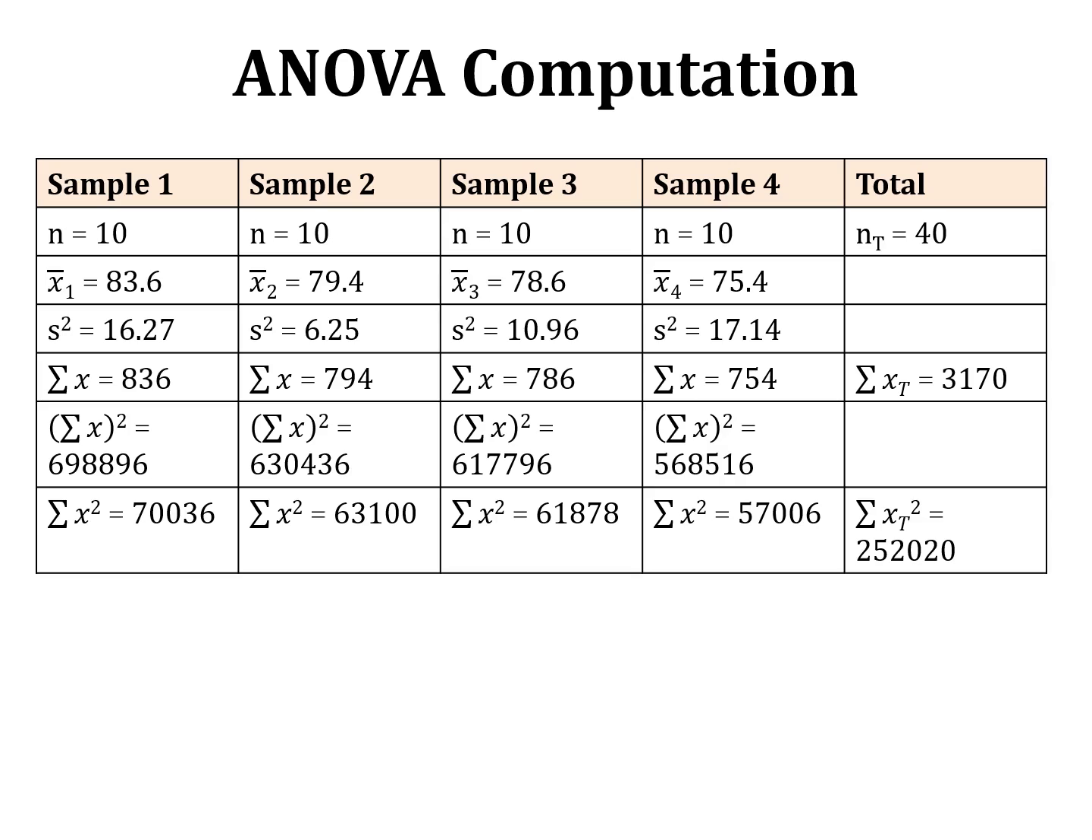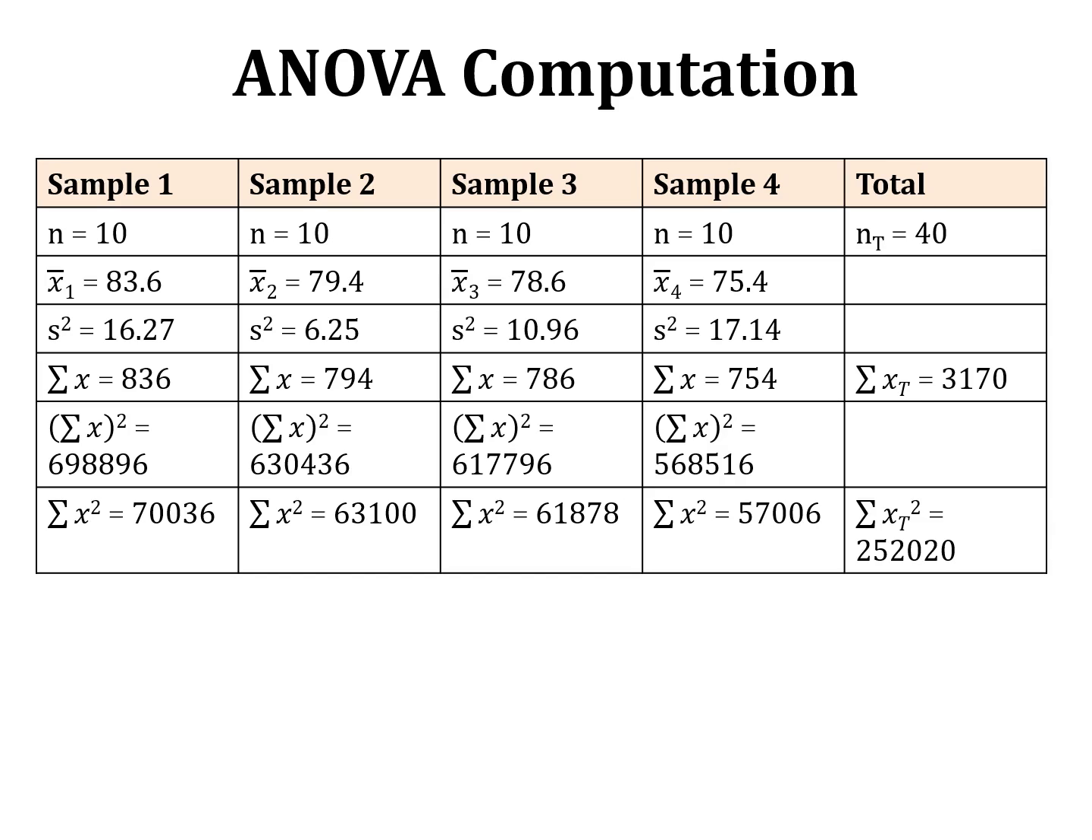Now the mean mass of starlings in sample number 1 is 83.6 grams. The mean mass of starlings in sample number 2 is 79.4 grams. The mean mass of starlings in sample number 3 is 78.6 grams. And the mean mass of starlings in sample number 4 is 75.4 grams.